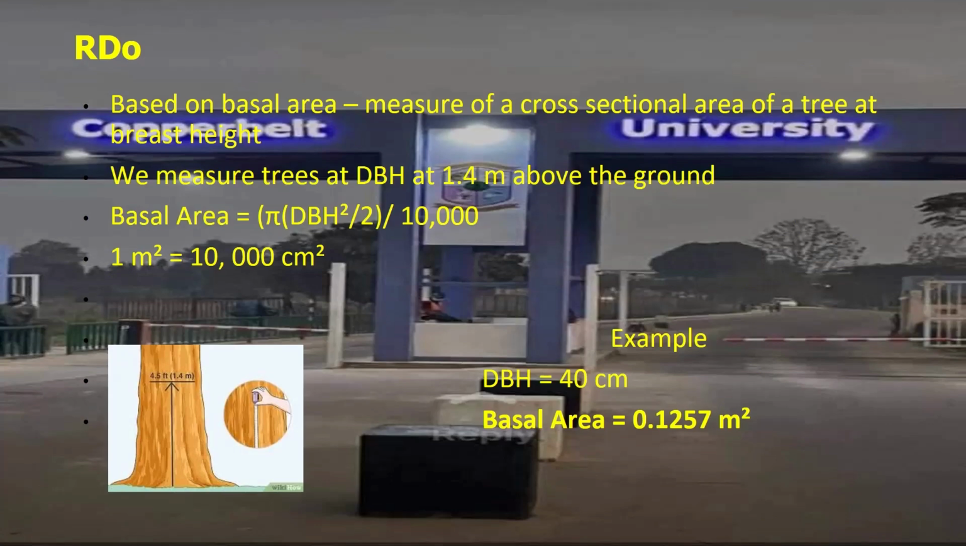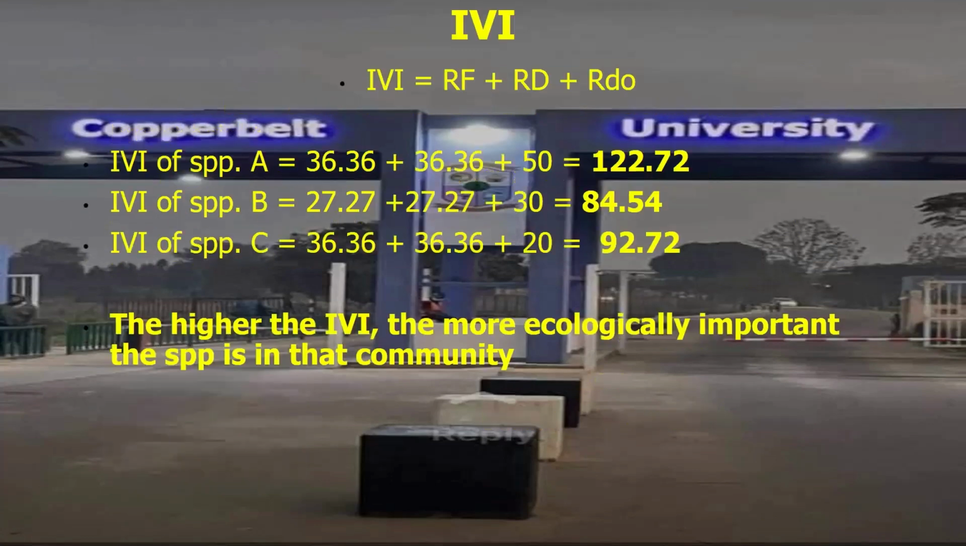0.01 for argument's sake. Then you add those to get the total dominance, and then you calculate the relative dominance by getting the basal area for species A, times 100. You do the same for species B and the same for species C. After you finish the relative dominance, you add the 3 parameters.